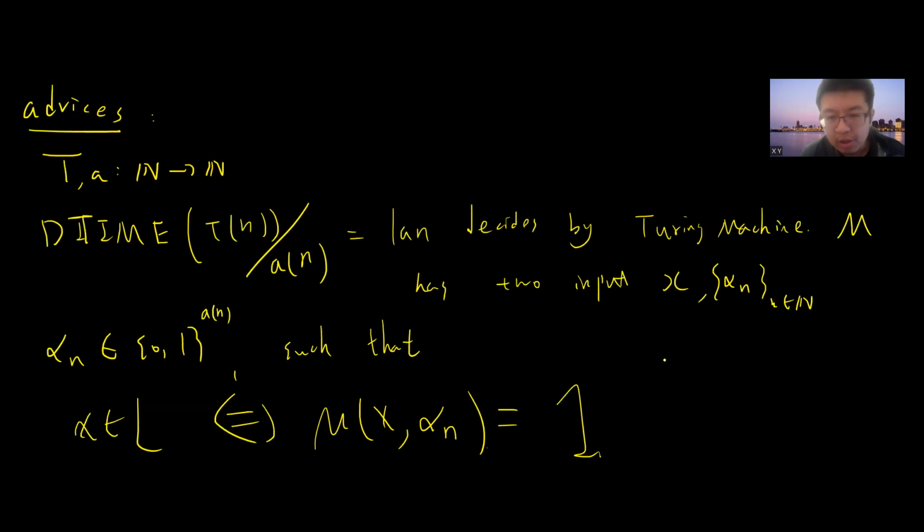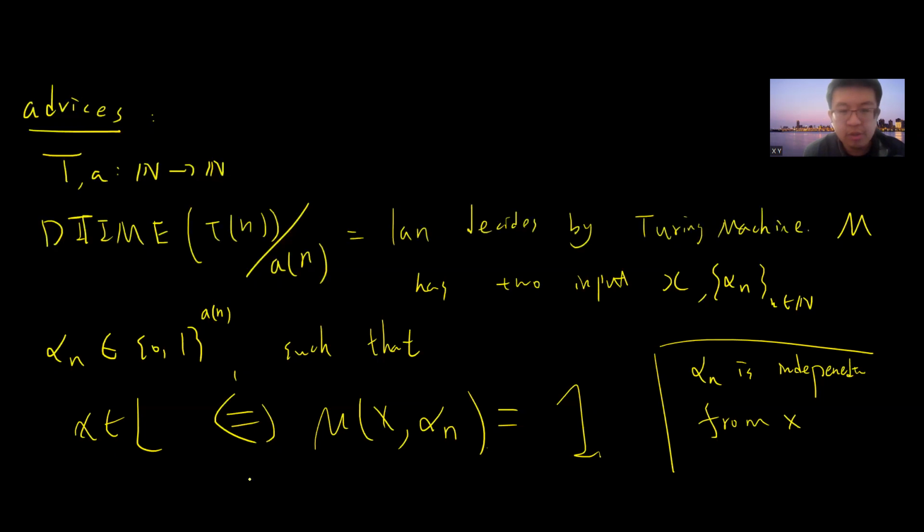Notice that the important point is that alpha n is independent of x. So it's different from NP. In NP, if x belongs to L, there's a polynomial length certificate such that your Turing machine run on x and y outputs 1. In this case, alpha is uniform. Somebody gives you a particular string, this string is so weird, and once you take this string, then you can compute. Also remember it runs in T(n) steps.